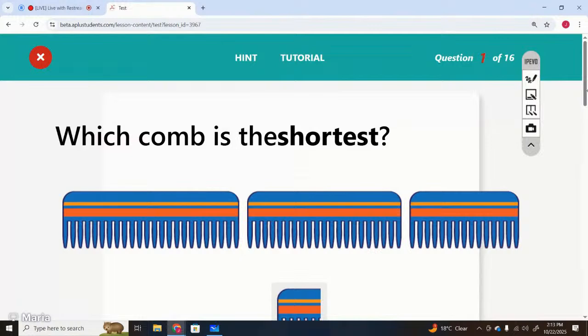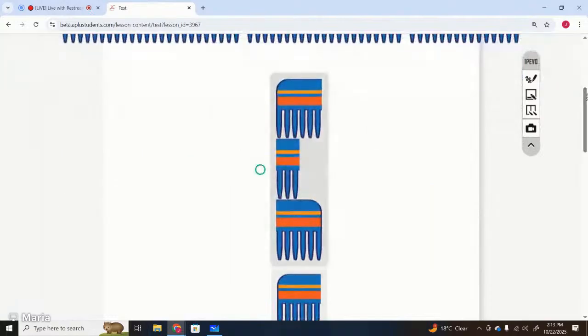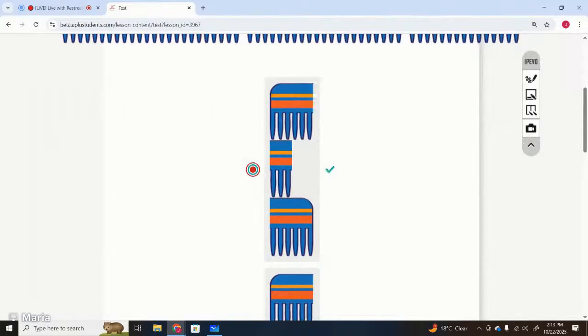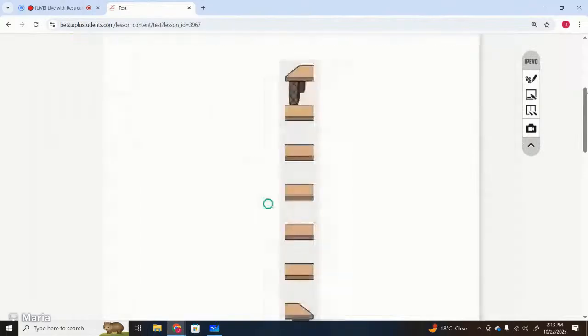Which comb is the shortest? The first one is the shortest, right? The website is under maintenance, right? It will be fixed in some days. So option number one is the correct option.